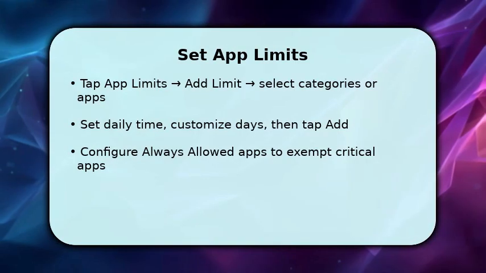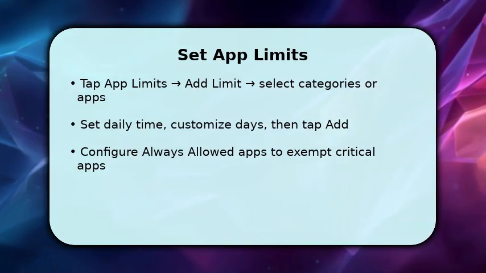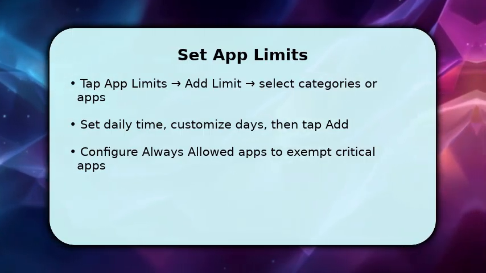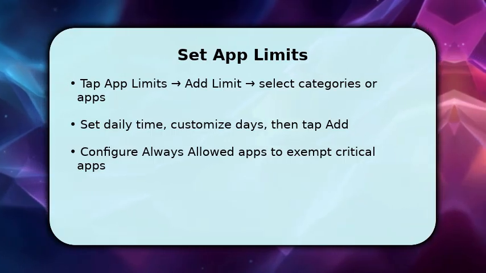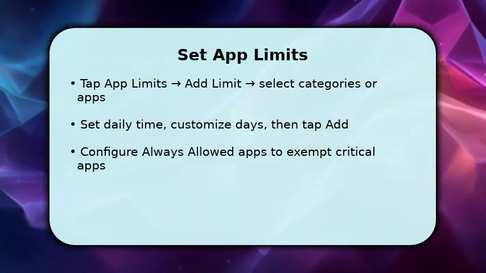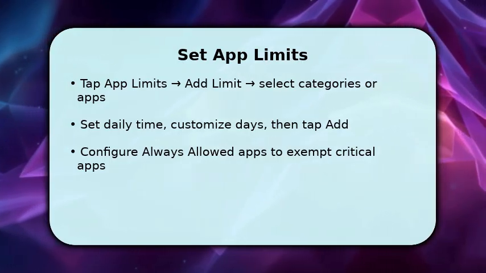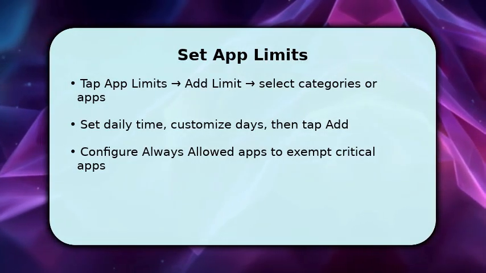Tap App Limits and choose Add Limit. Pick categories like social or games, or drill down to specific apps, then set a daily duration. Use Customize Days to allow different times on weekends or school days. After adding limits, go to Always Allowed to exempt Phone or Messages so essential functions remain available.